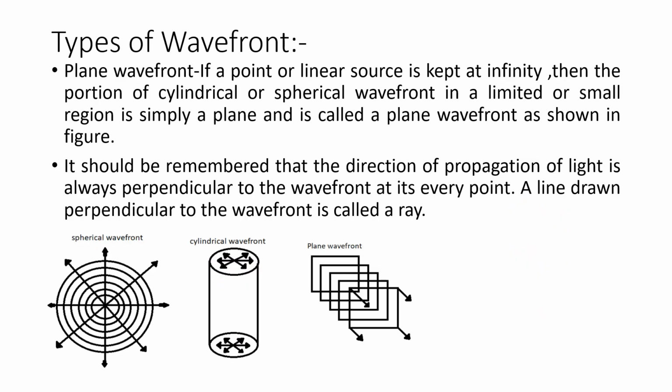Now, the source can be a point source or a linear source, as we have seen in the earlier case, but what if the source is kept at infinite distance? Consider that this is a source. This source can be a linear source O dash, or it can be a point source O. The spherical waves will be given out.